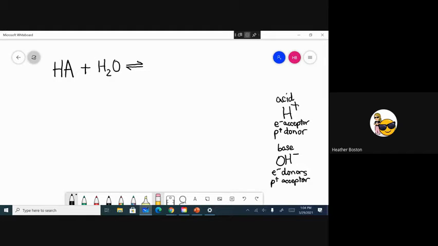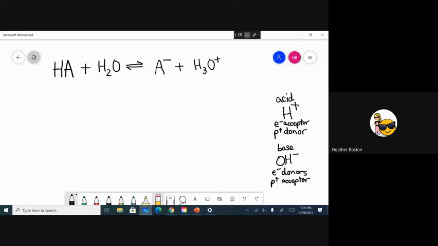So an acid is a proton donor, so he's going to get rid of an H plus. After he gets rid of an H plus, he will simply be A minus. And the H plus is going to go to H2O, so it's going to be H3O plus. This is the general form for a weak acid.